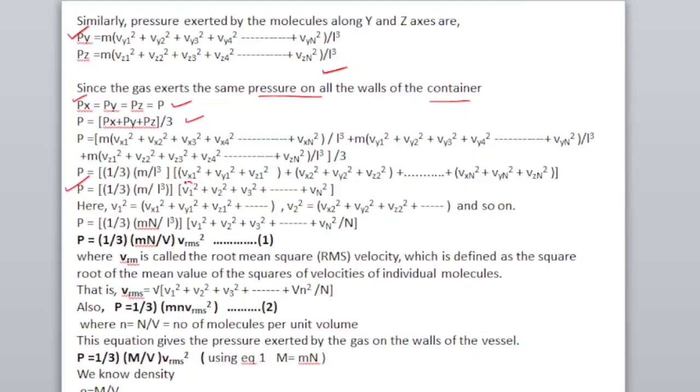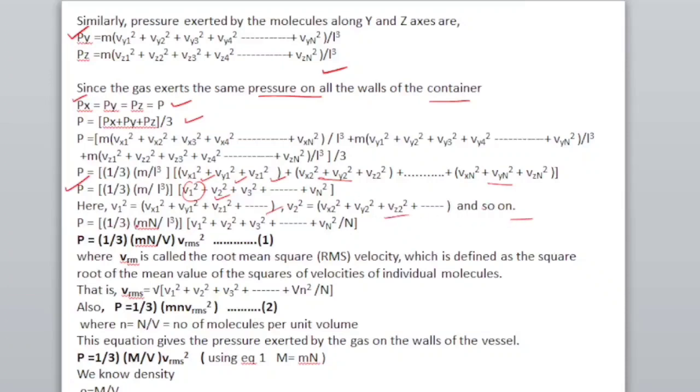What is this V1 square? The first molecule moves along the x direction, y direction and z direction. V1 is the total velocity of the first molecule. So Vx1 square plus Vy1 square plus Vz1 square, you can write as V1 square. For the second molecule along all the directions I take V2 square, and in this way for the nth molecule Vn square. Here V1 square is this one, V2 square is this one, and so on.